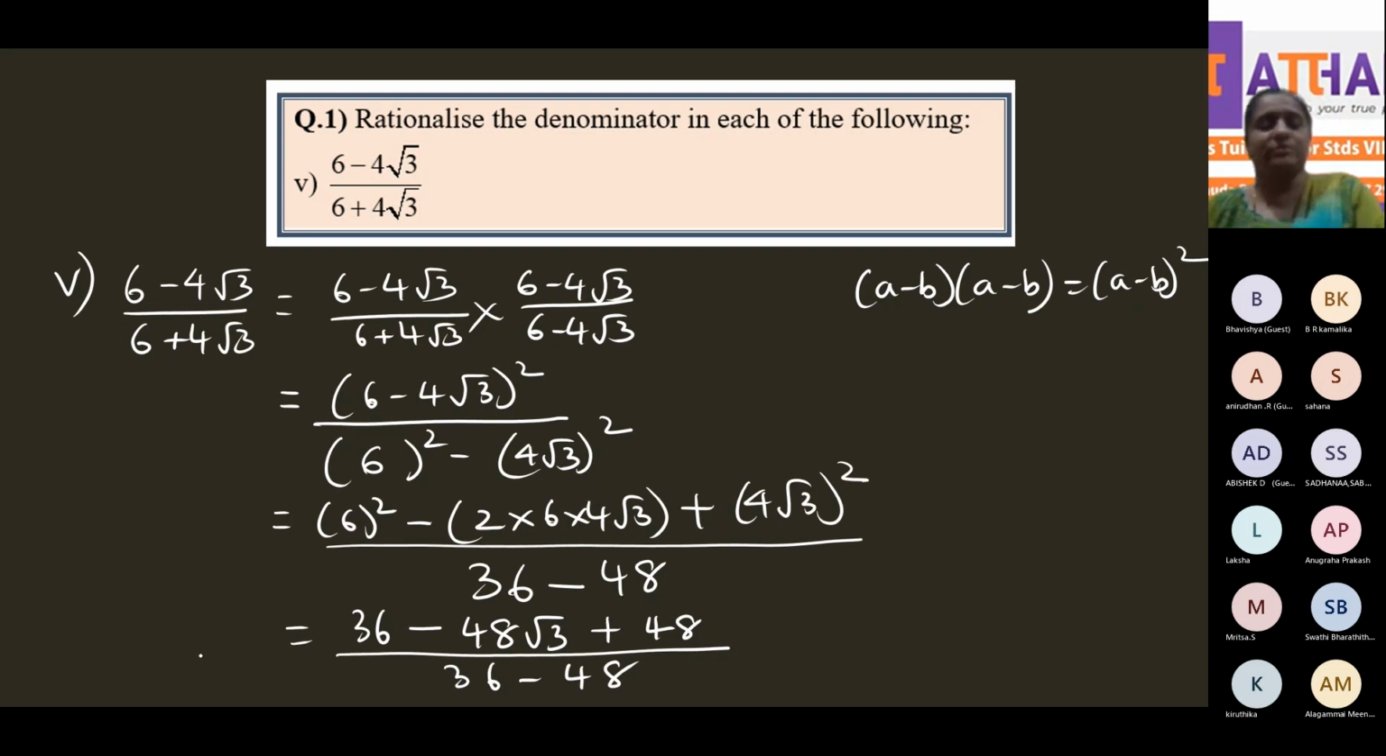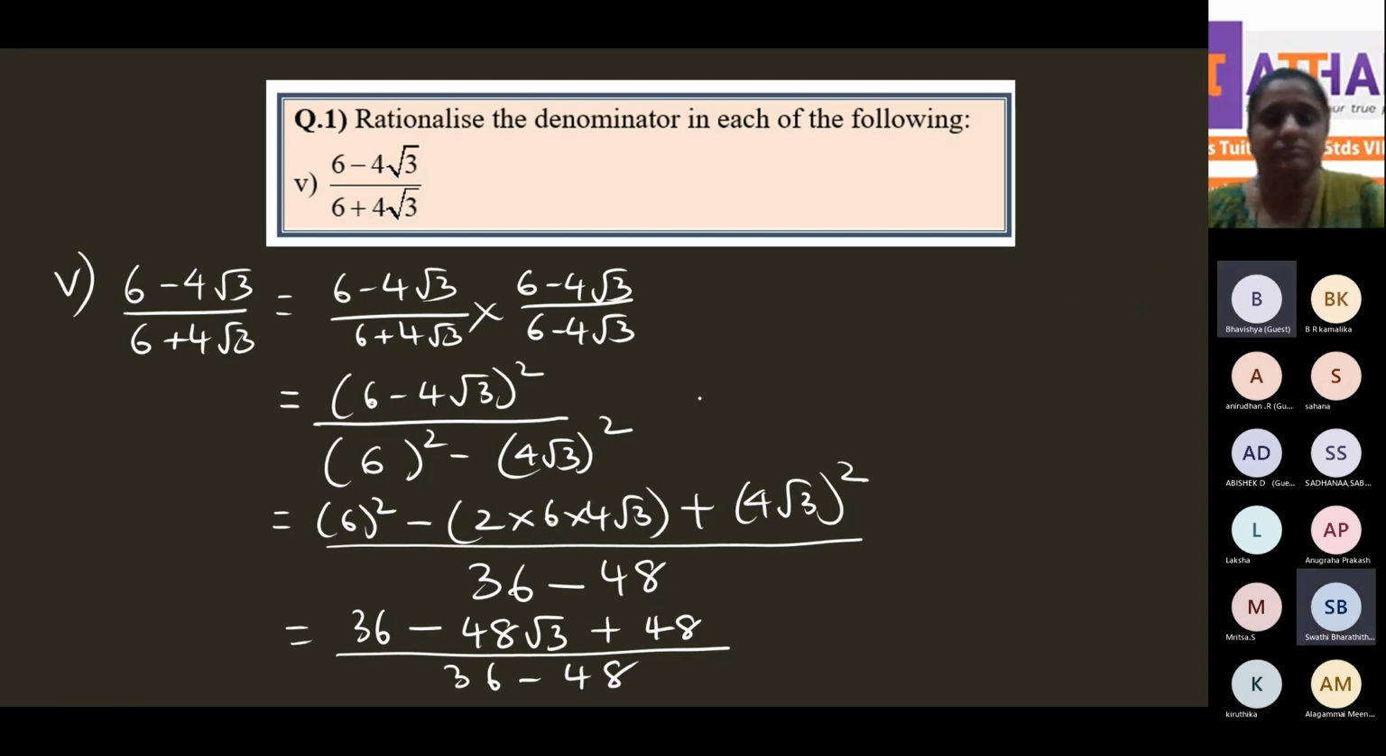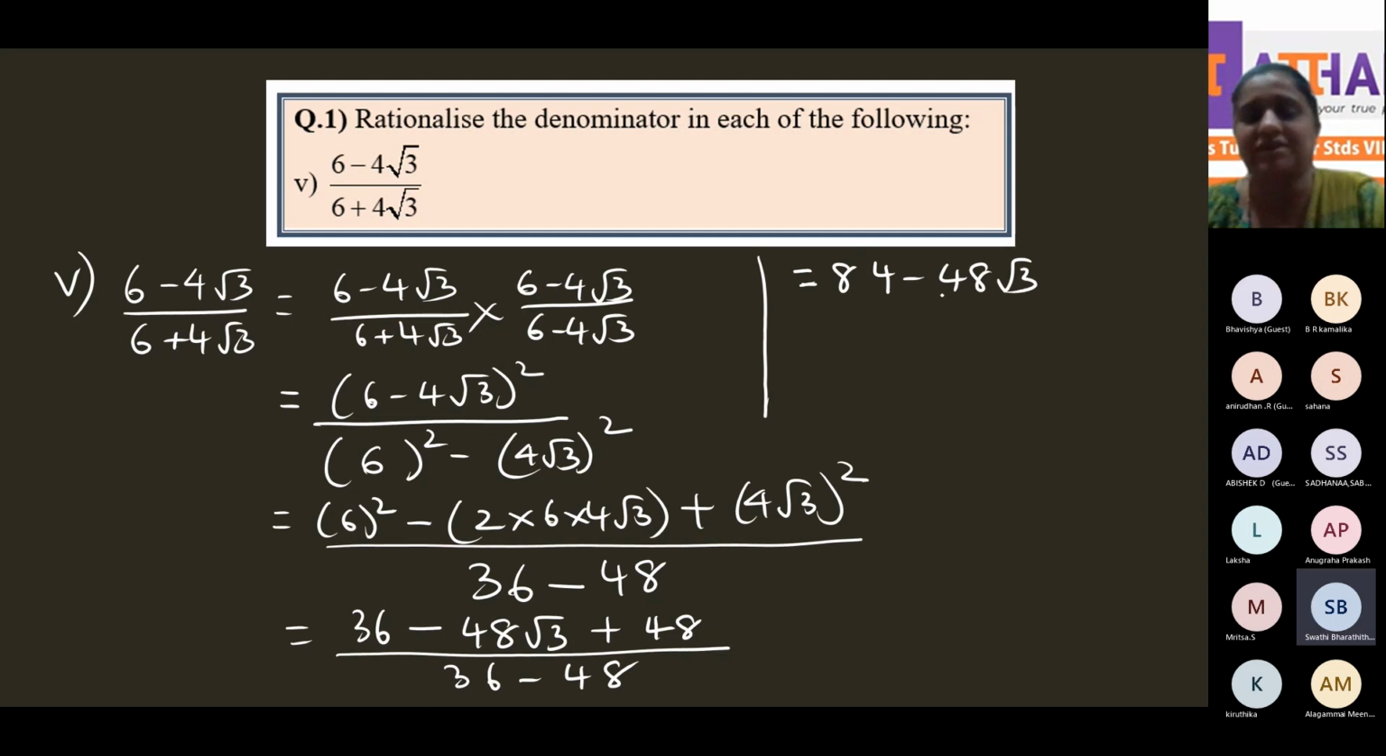Yeah, what will be the next step? Ma'am, 36 plus 48. Yeah, numerator 36 plus 48. How much? 84. Ma'am, 84 minus 48 root 3 divided by minus 12. Minus 12. Now, is there anything common in the numerator?